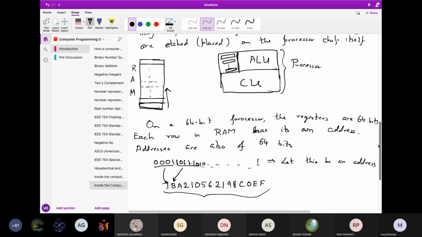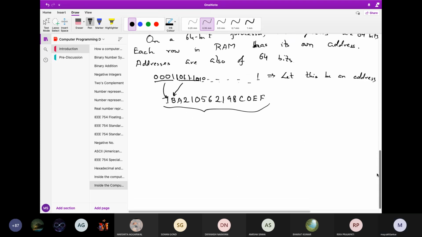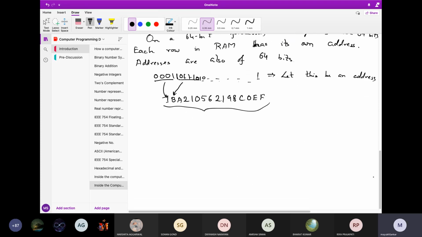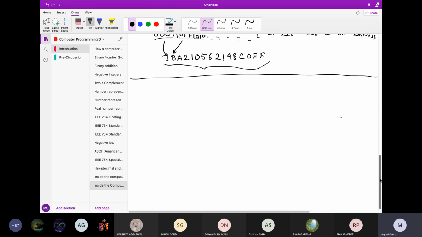Well, now let's take a bird's eye view of what is happening when an application executes.